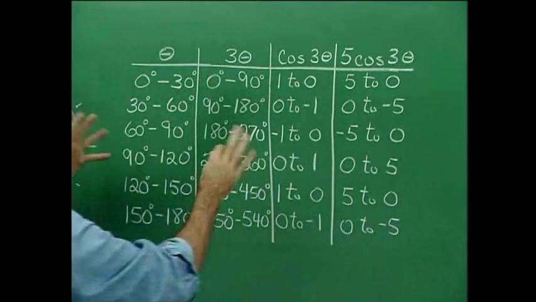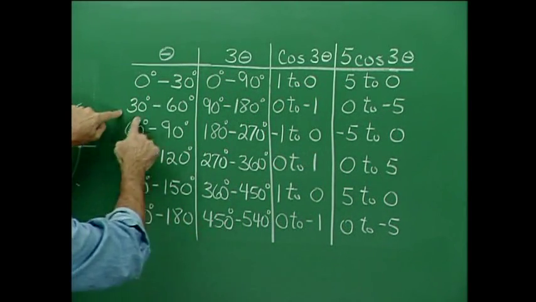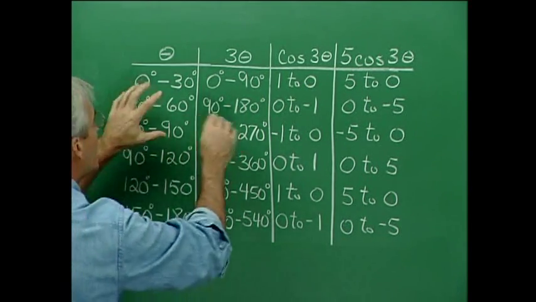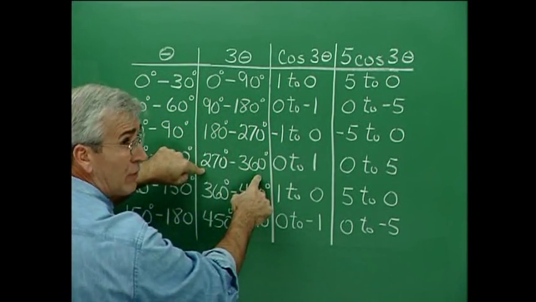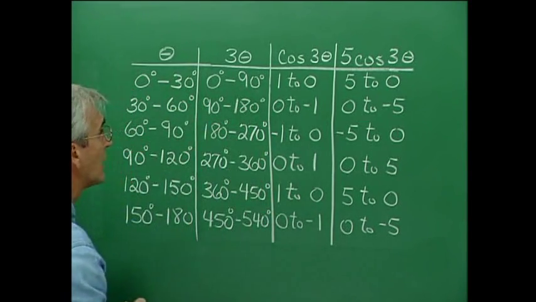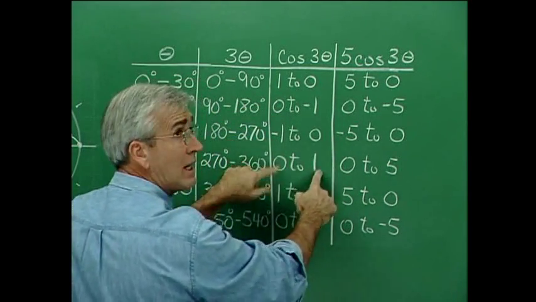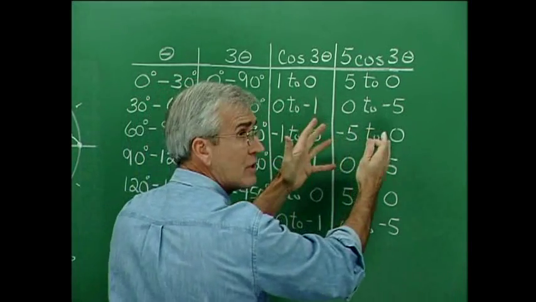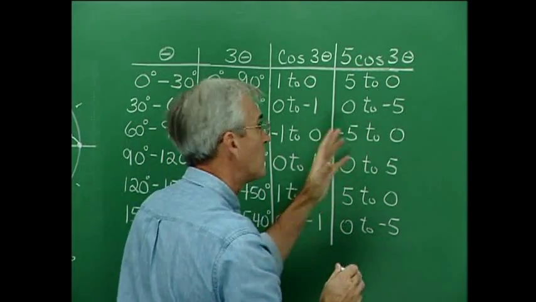All right, and in a similar way, just go through a number of 30-degree increments here, 30 to 60 degrees, 60 to 90, 90 to 120, and so on. You see, and then here 3 theta is 90 to 180, 180 to 270, 270 to 360, very important points on the cosine curve. 1 to 0, 0 to negative 1, negative 1 to 0, 0 to 1, just as we would expect with the normal cosine curve. And then 5 times those values. All right, now we have something we can get a grip on in terms of the graph.